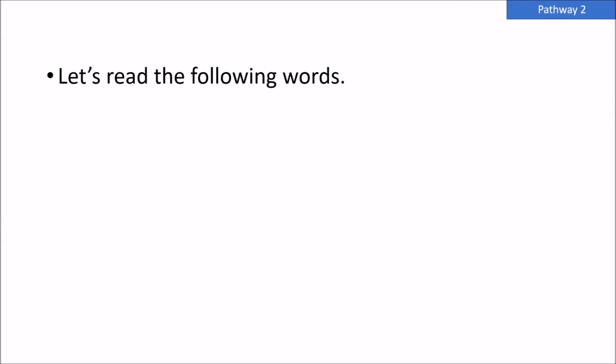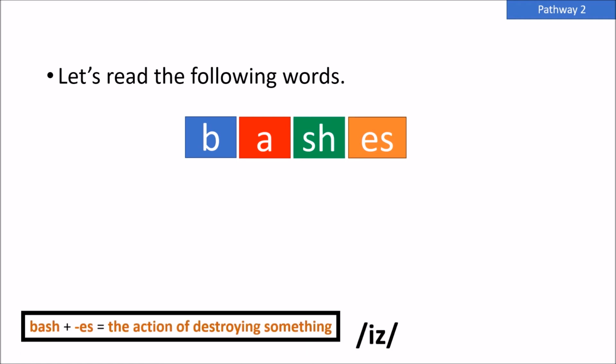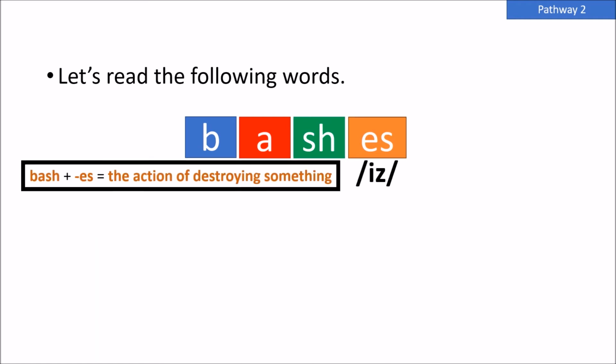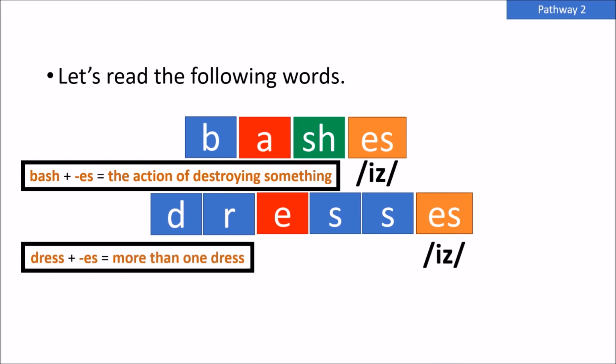Let's read the following words. Repeat after me. Bashes. Bash plus the suffix es means the action of destroying something, because the base word bash is a verb. It's something you do. Our next word is dresses. Dress plus the suffix es means more than one dress, because the base word dress is a noun, something you wear.